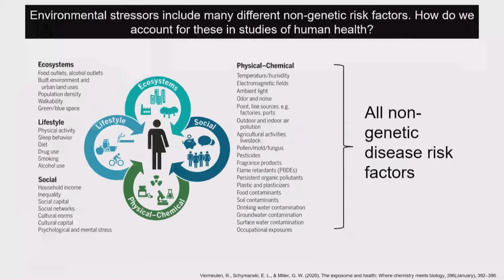So these are all very important environmental stressors and have the potential to contribute to our health and our risk for disease. But when we consider all of these in their totality, how can we ever really measure these to the level that we need to understand the human exposome?